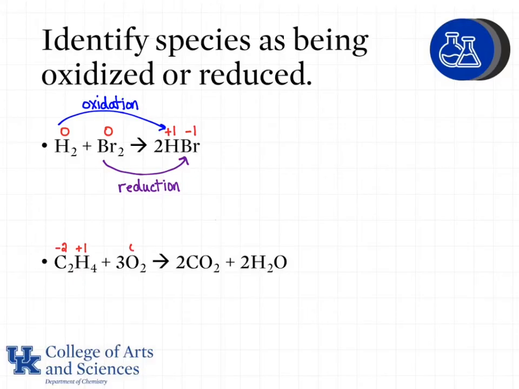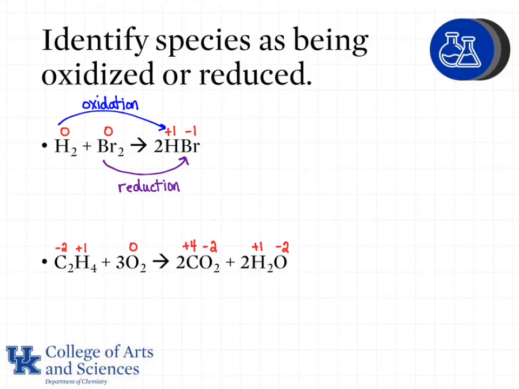O2 is a free element, so it has an oxidation number of 0. In CO2, we know that oxygen has an oxidation number of -2, and there are 2 of them, so we know that carbon must be +4. In water, hydrogen has an oxidation number of +1, and oxygen has an oxidation number of -2.